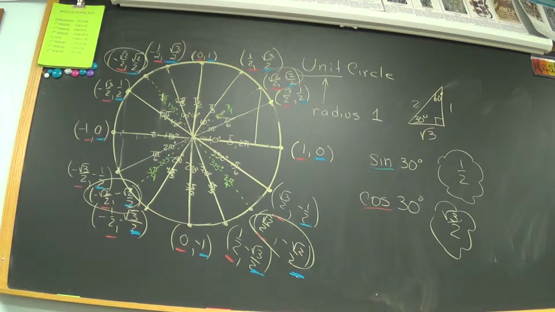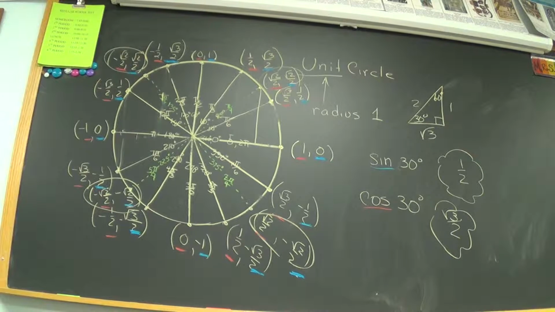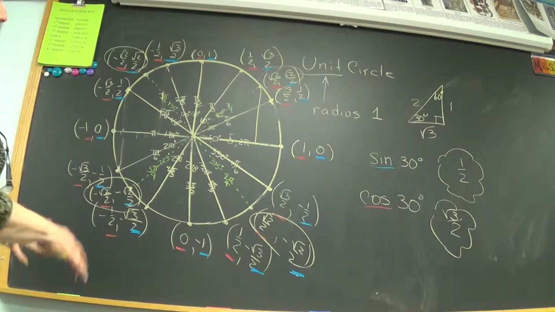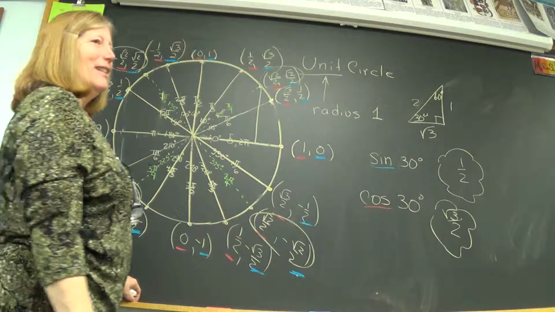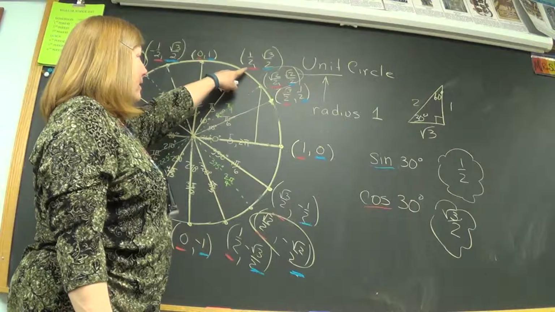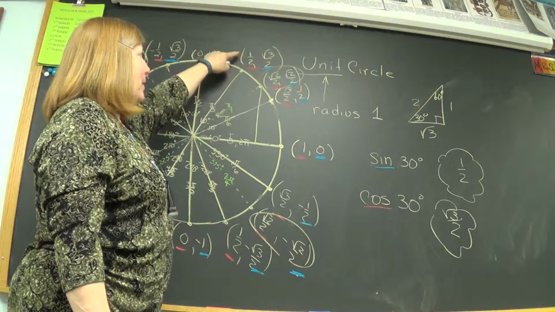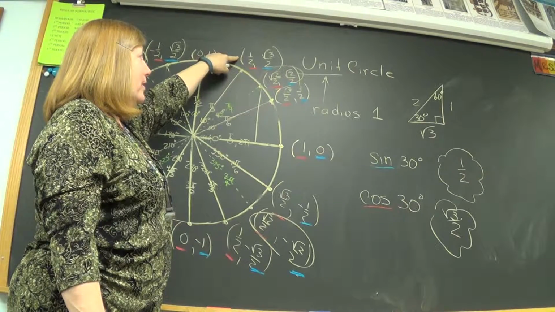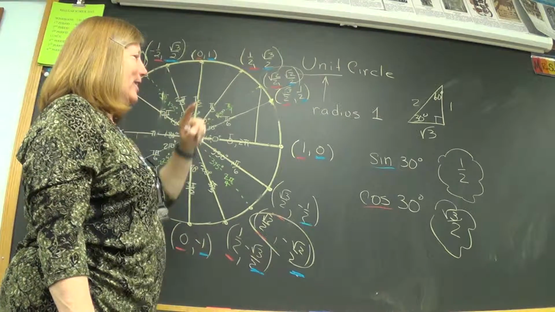Where in the world is tangent going to be? Cosine's the first, and sine's the second. The top one's like 1 over the square root of 3 and the square root of 2 over the square root of 2. Say that again. What would it be? 1 over the square root of 3. Almost. You're really close.